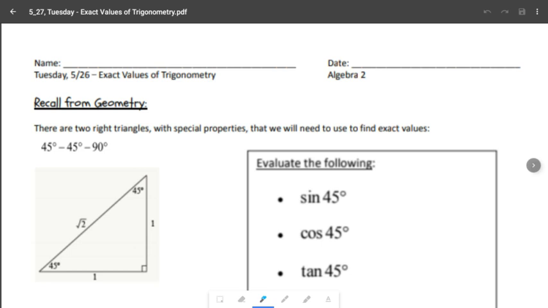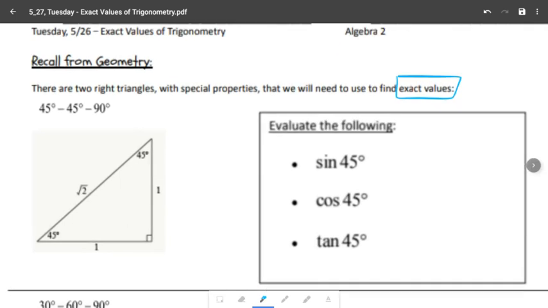So to start this lesson, it says recall from geometry. There are two right triangles with special properties that we will need to use to find exact values. Anytime you see the words exact values in a problem, these are the values we are referring to.